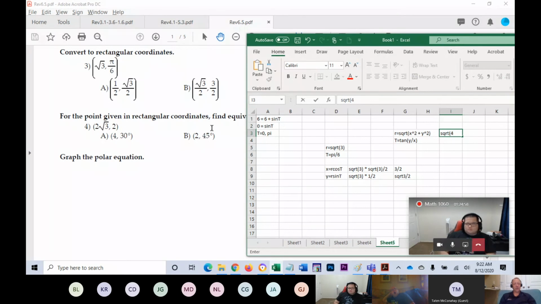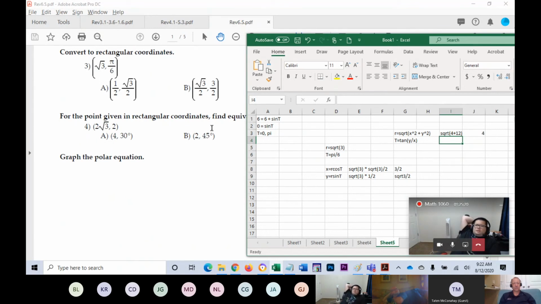That's easy. 2 squared is 4. Plus 2 squared is 4. Square root of 3 squared is 3. So 3 times 4 is 12. Oh, that was lucky. So that's the square root of 16, which is 4. Yep. And your inverse tangent is?